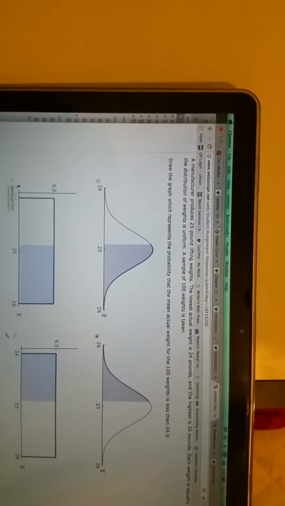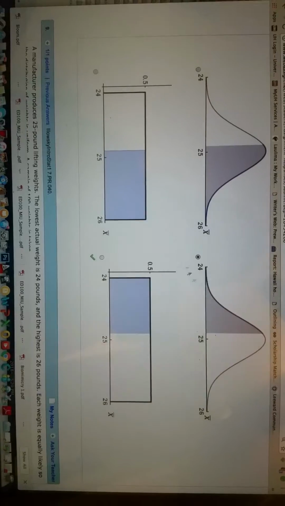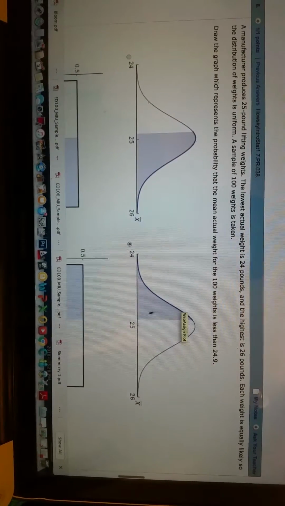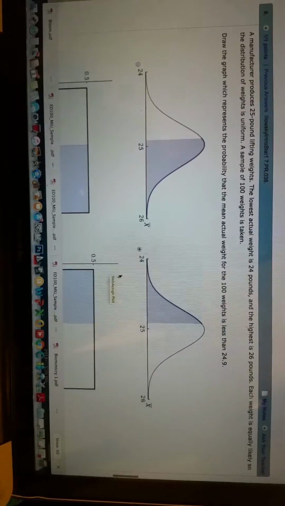Let me erase my board. Okay, so yeah, this one actually I don't have to do any writing. Basically it's just this one here. And that's just by looking at it, the 24.9 and coming down, so that was close to 25, right?